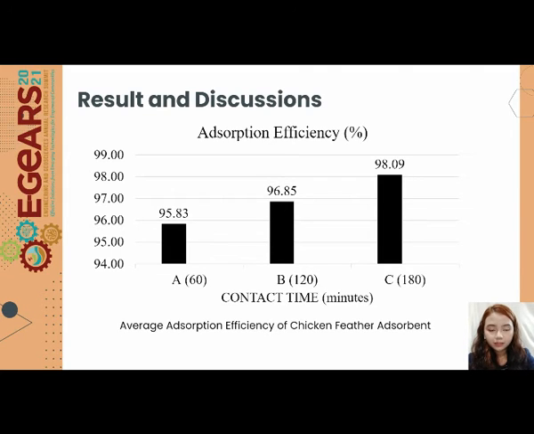It was observed that the adsorption efficiency increases with the increase of contact time. At 60 minutes of contact time, 95.83% efficiency was achieved. An apparent rise was exhibited after 120 minutes, where adsorption efficiency is at 96.85%. The optimal adsorption efficiency of the chicken feathers was reached after 180 minutes at 98.09%.